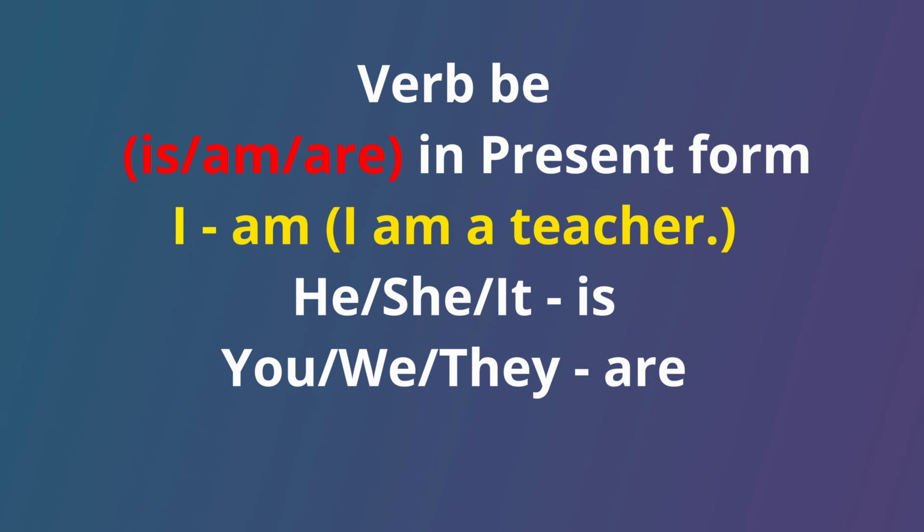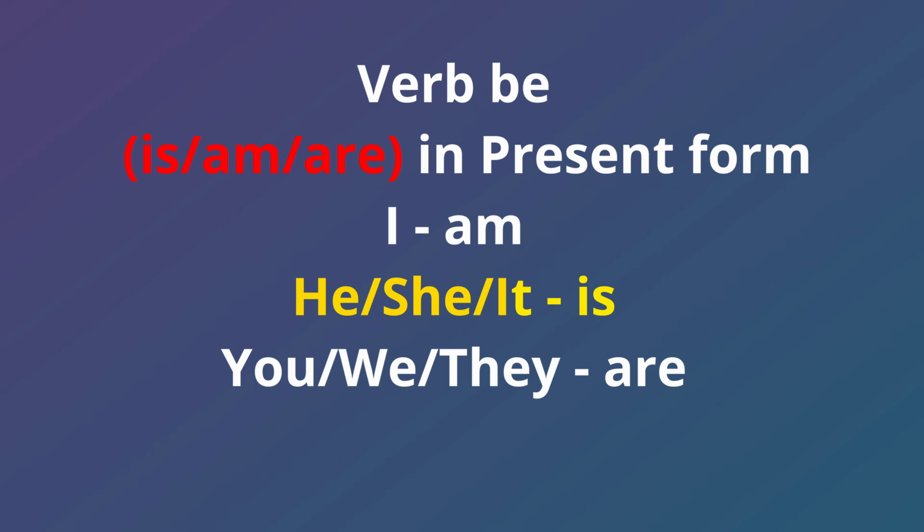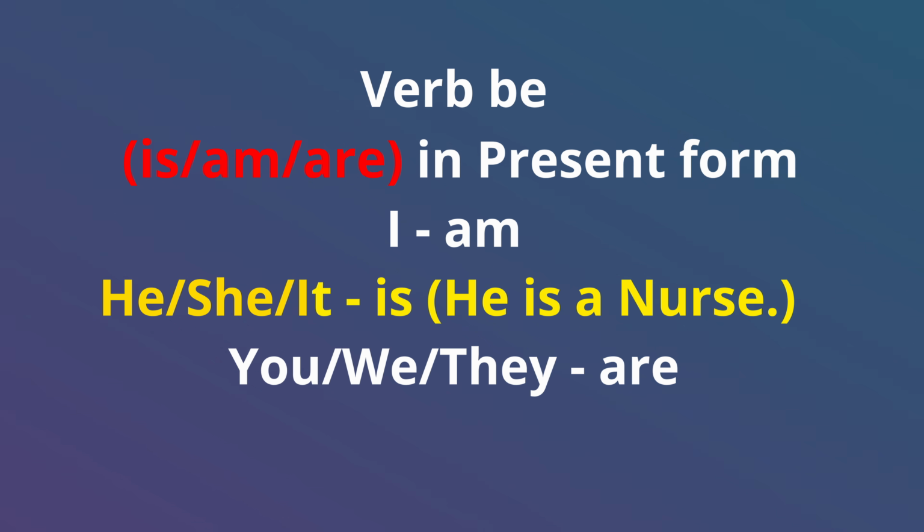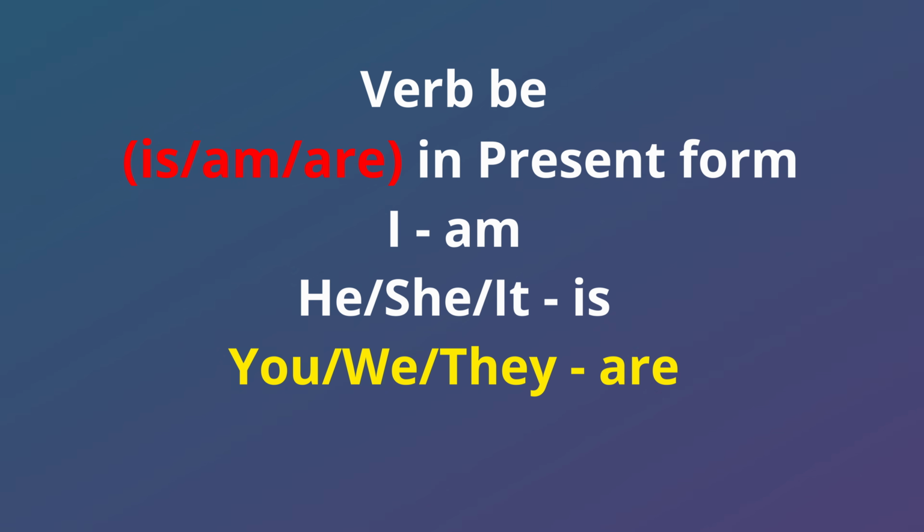First person: I am. We don't say he am or she am. I am. With he or she, we say he is, she is. I am a teacher. He is a nurse, or she is a nurse. They are. Am, is, are. Is, am, and are. These are the verb be.